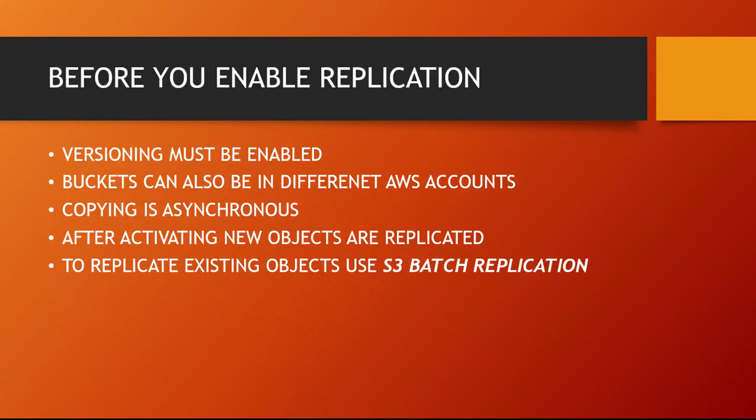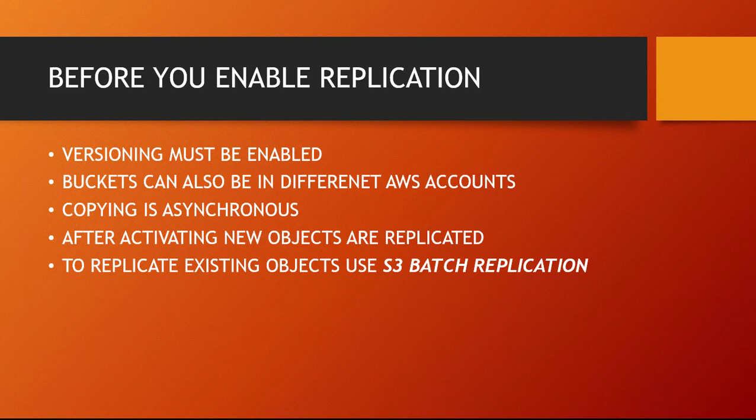Before you enable replication, there are a few things you must know. The first thing is that versioning must be enabled. By default, versioning is not enabled in a bucket when you create it, but to enable replication, versioning must be enabled. That's the condition. And the buckets can also be in different AWS accounts. It's not the case that buckets in different accounts cannot be replicated. They can be replicated, that's perfectly fine.